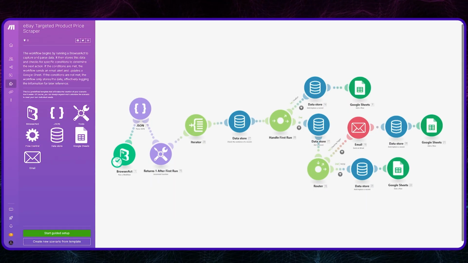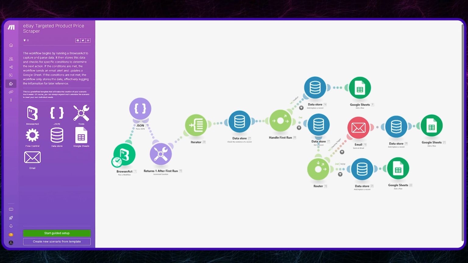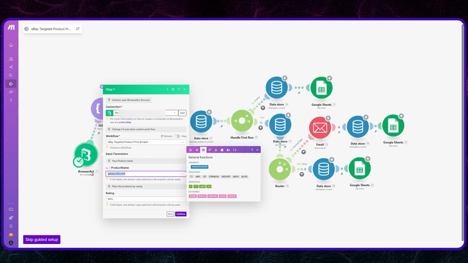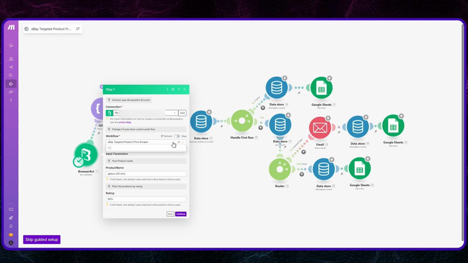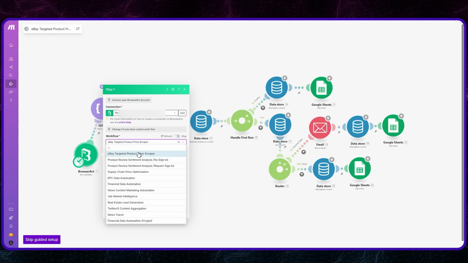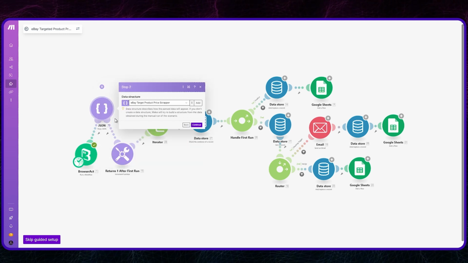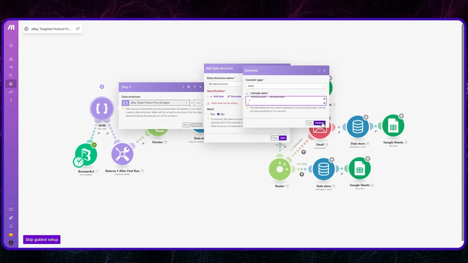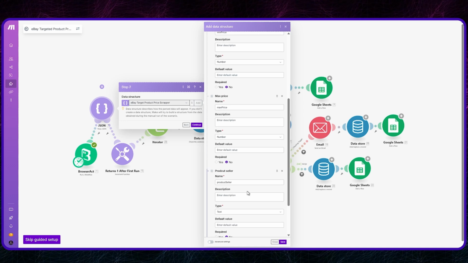Inside the Make templates, search for the eBay Targeted Product Price Scraper and open it. Just follow the guide and I'll be following along with you. You'll just need to connect your Browseract and select the workflow name from the list. From there, you can adjust the inputs if you'd like. This is where we use the JSON data you copied earlier. Just hit Generate, paste the data, and your structure will be ready.